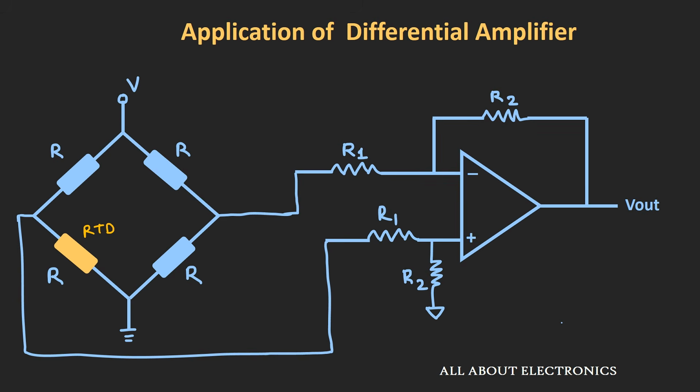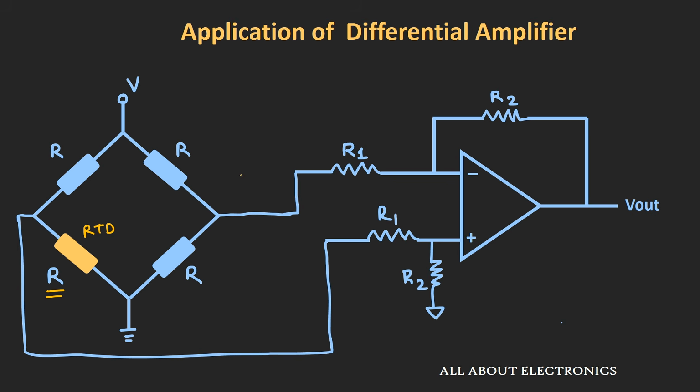So apart from performing the mathematical operations, this differential amplifier can also be used along with the sensors. So let us say here we have an RTD and it is connected in a balanced bridge circuit, and the output of the two arms of this balanced bridge is connected as an input to the two ends of the differential amplifier. So here initially this bridge is balanced, but as the temperature changes, the value of this resistance R will change, and because of that the voltage that appears at the two inputs will also change.